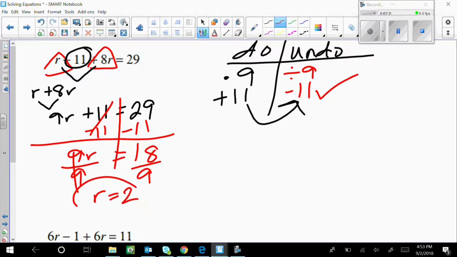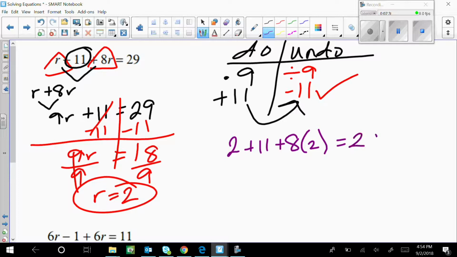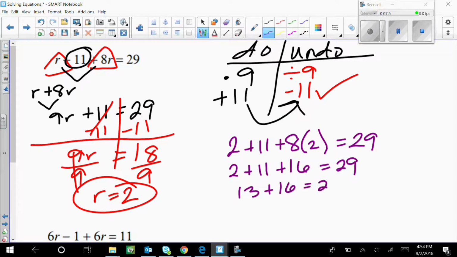R equals 2. Of course, if I plug that in, I have 2 plus 11 plus 8 times 2 equals 29. 2 plus 11 plus 16 equals 29. 13 plus 16 equals 29. 29 equals 29.